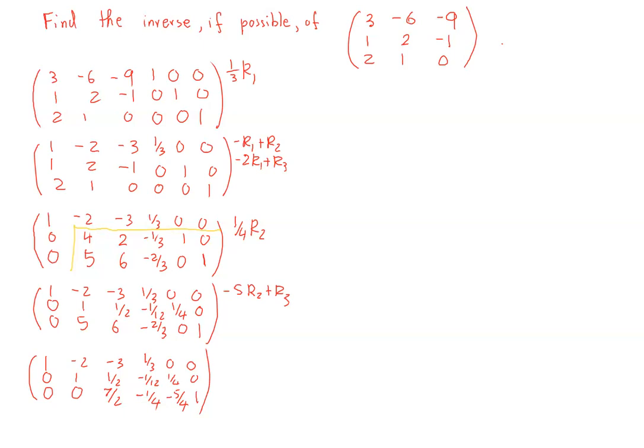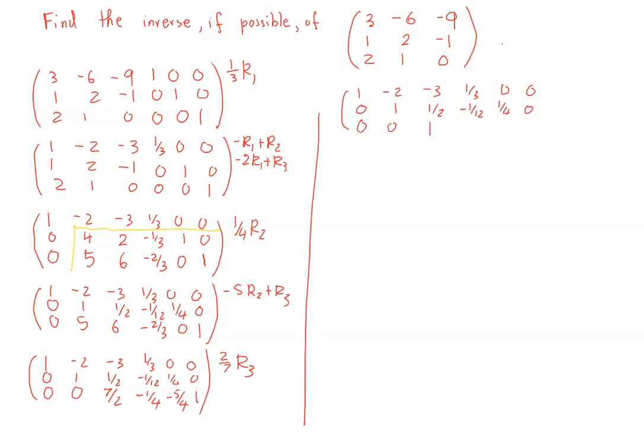Okay. So now I need to make that 7 over 2 pivotal. So I need to multiply the third row by 2 over 7. So that will be 1, negative 2, negative 3, 1/3, 0, 0, 0, 1, 1/2, negative 1 over 12, 1/4, 0, 0, 0, 1. And this will give me minus 1 over 14.